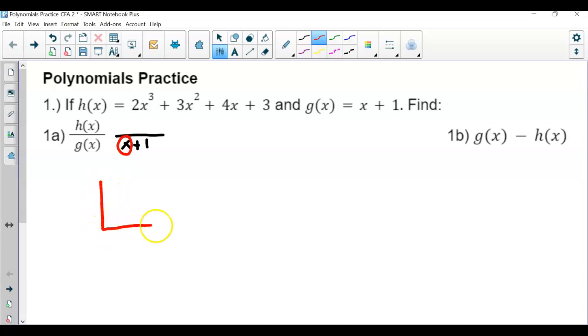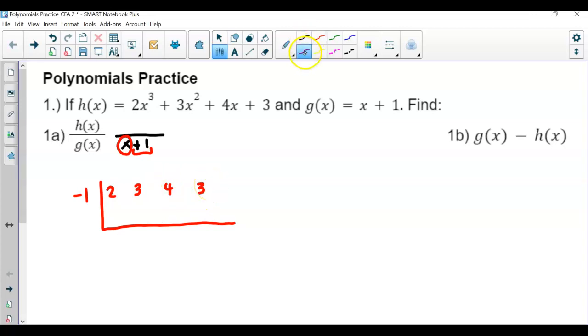So I'm going to set up my synthetic division here. Remember, change the sign. So this is not positive 1, but the divisor is going to be negative 1. Then here, do we need a 0? Well, 3, 2, 1, no x. So we're good. So the coefficients are 2, 3, 4, and 3.